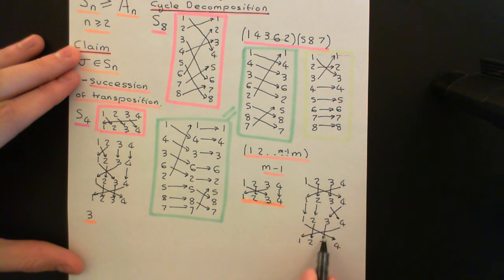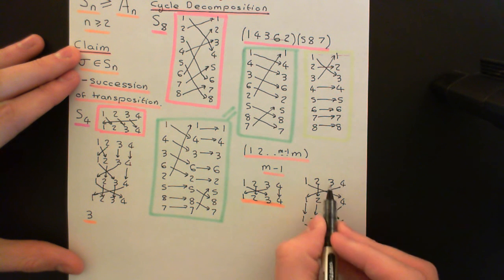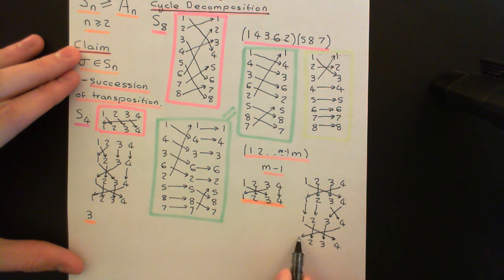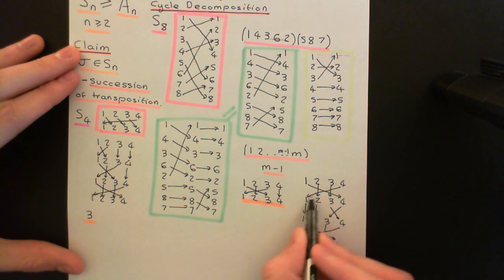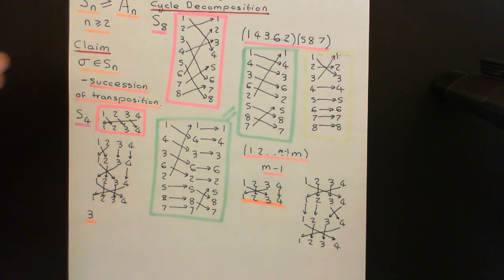So 1 will now go to 3, excellent. 2 is still going to 2, that's excellent. 3, where's 3 going? 3 is going to 1, that's excellent. And 4 is staying at 4 overall. Okay, so there is another way of building the same set permutation out of transpositions.